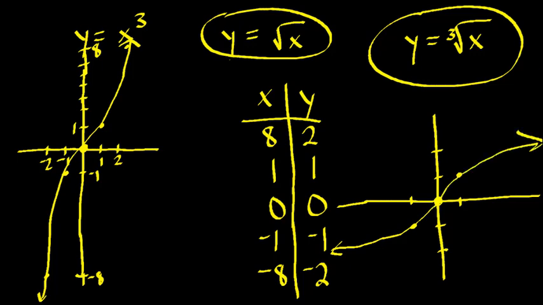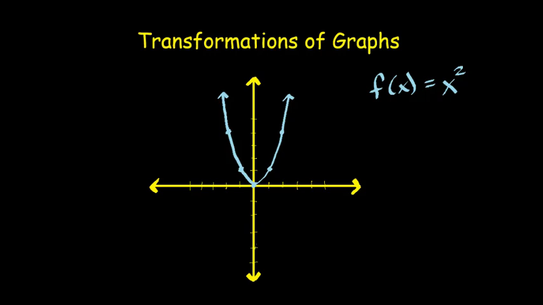So this is the graph of the parent function y equals cube root of x. Knowing your basic parent functions will help you when you're doing transformations of these functions. First, I'm going to start off with the f of x equals x squared function, which is the same as y equals x squared. This is the most basic form of the quadratic function.